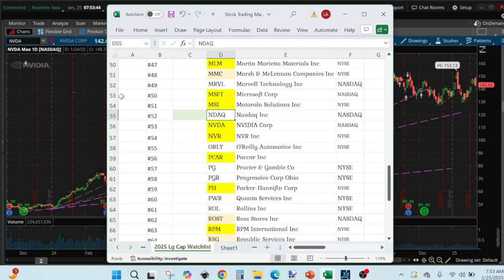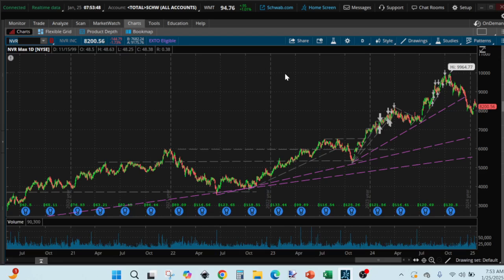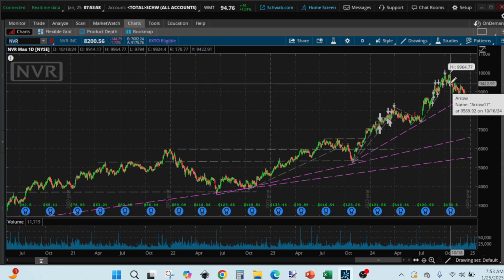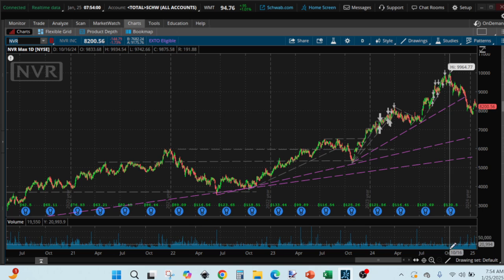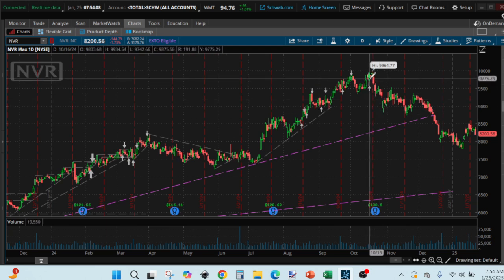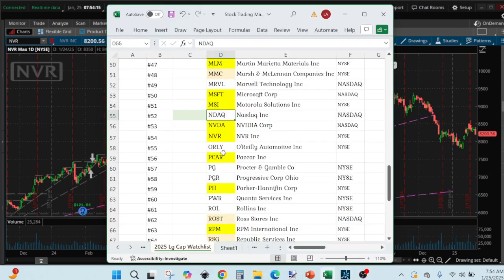The next one is NVR. So NVR, we like to buy it at either one of those trend lines, but right now we have it in our portfolio. We bought it in October. The date is at the bottom. The arrow just points out where we bought it last time. The arrow on the top points out where we sold. So we bought it, and ever since it has gone down. So it's in our portfolio.